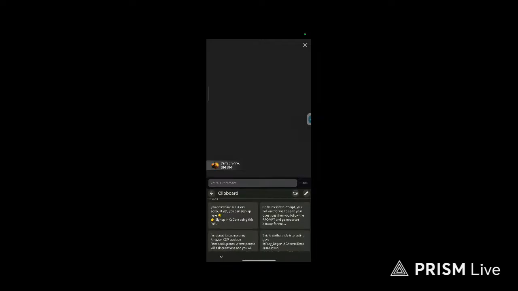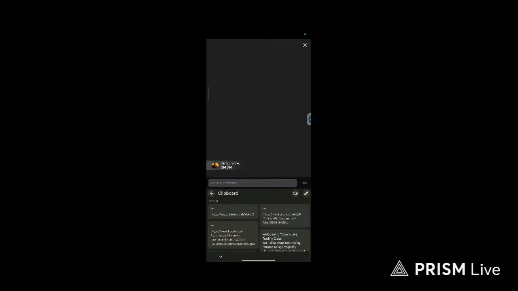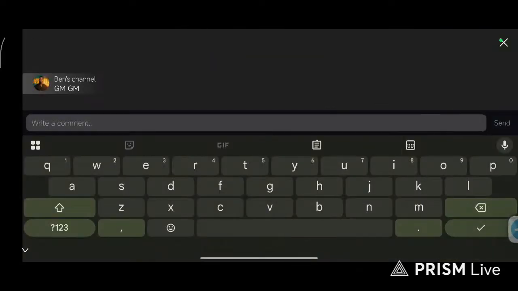Download the KuCoin exchange app, because that is where we'll be doing our technical analysis, and you trade futures using the KuCoin exchange app. It is very easy to do, and I'm going to show you how to do that.